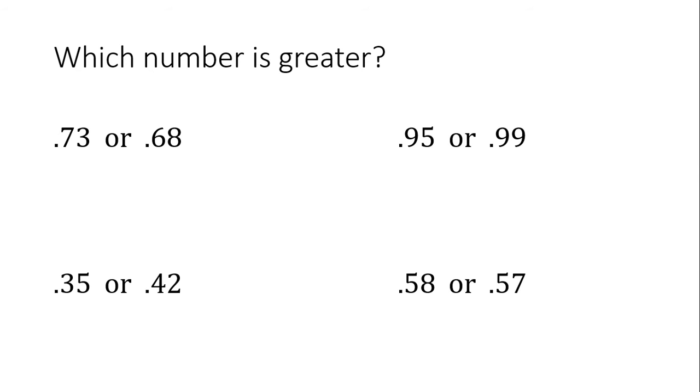In the top left, 0.73. Oh, I shouldn't say it as 0.73. Let's say it as hundredths. So 73 hundredths or 68 hundredths. Well, 73 hundredths is more. In the top right, 95 hundredths or 99 hundredths. Well, 99 hundredths is more. In the bottom left, 35 hundredths or 42 hundredths. Well, 42 hundredths is more. 58 hundredths or 57 hundredths. 58 is more than 57, so 58 hundredths is more.